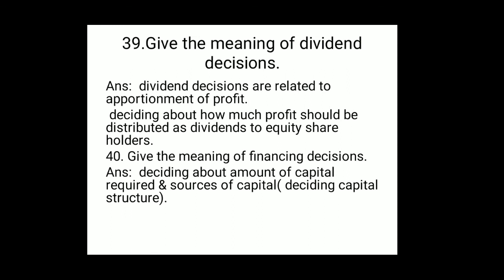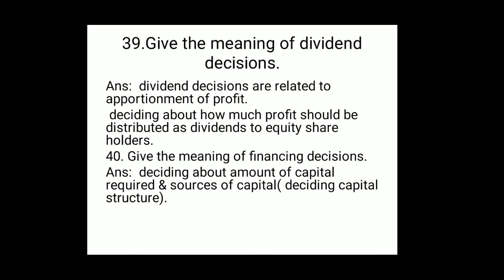Give the meaning of dividend decision. Dividend decisions are related to apportionment of profit and deciding about how much profit should be distributed as dividends to shareholders and how much profit should be maintained as reserves, is called dividend decision. It's very simple. Dividend decision means in a PAT amount, management must decide that how much profit or a PAT should be maintained as reserve and how much PAT should be declared as dividends, is called dividend decision.